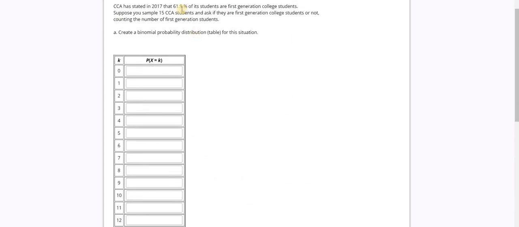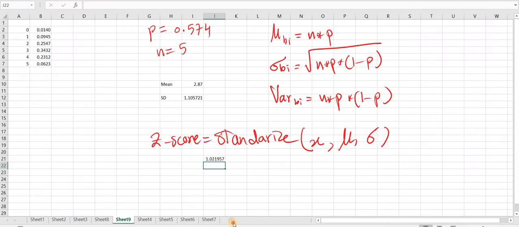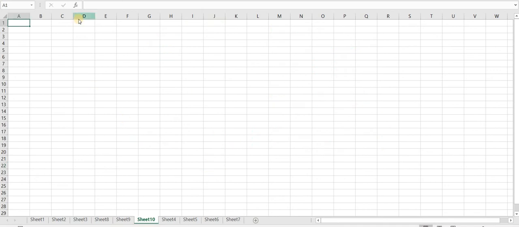So the first step is to create the binomial distribution table. We need two things. We need the probability of success, which is 61.9, and we need the number of trials, which is 15. So I'm going to go here. N is equal to 15, and P is equal to 61.9. Let me just double check.